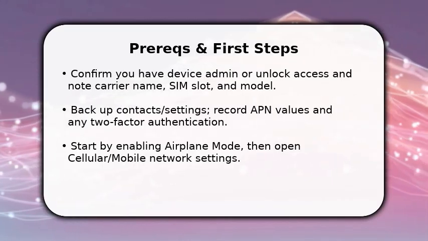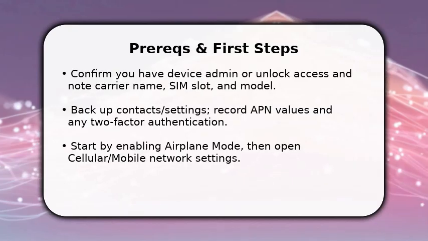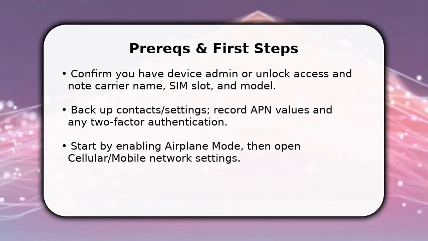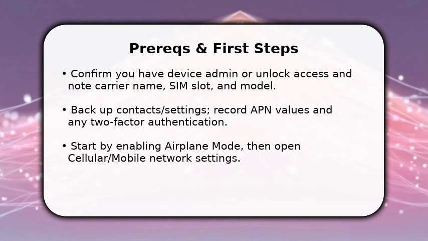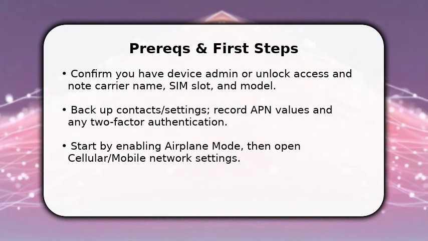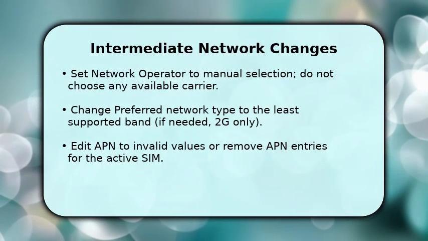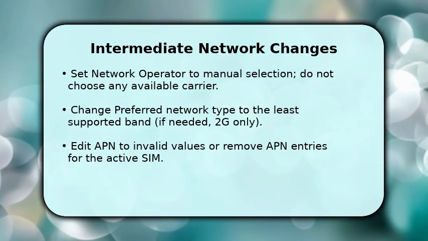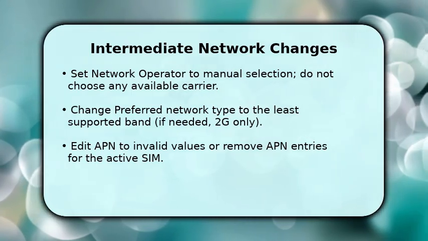Next, disable mobile data and turn off data roaming. These immediate steps reduce network activity while you apply persistent changes. You now make changes that prevent reconnection. First, switch network operator from automatic to manual and deliberately avoid selecting any carrier.